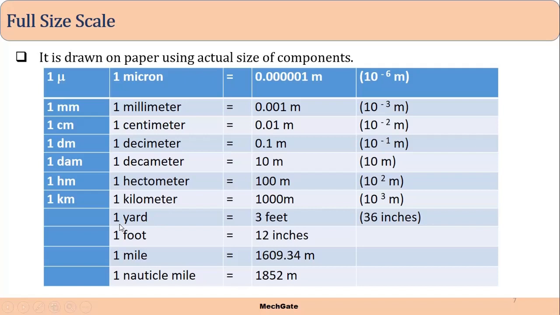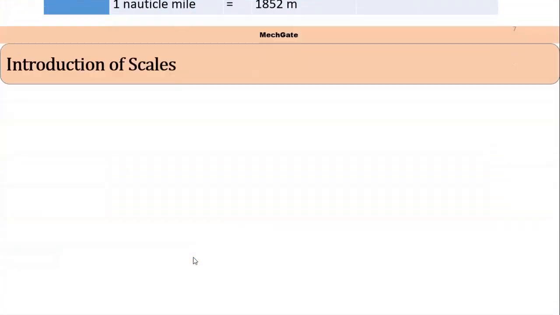Now let's say 1 yard. These are the FPS units. 1 yard is equal to 3 feet, and 1 foot equals 12 inches. 1 mile equals 1609.34 meter, and 1 nautical mile equals 1852 meter. These last 4 units you must remember.